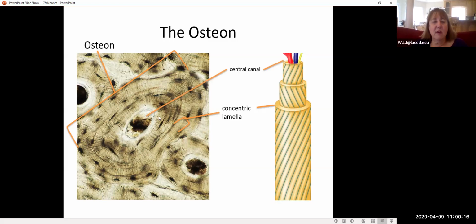In the middle of each osteon, there is a tunnel, a space known as the central canal. The central canal is in the center of the osteon, and it is not hollow. It actually contains blood vessels and nerves. So that bone is innervated and it is vascular. It has a very rich nutrition coming in little branches of arteries, and then it has little veins taking the waste products out.